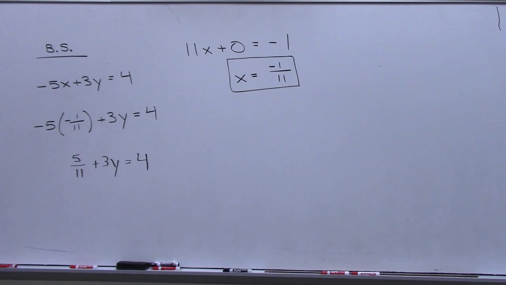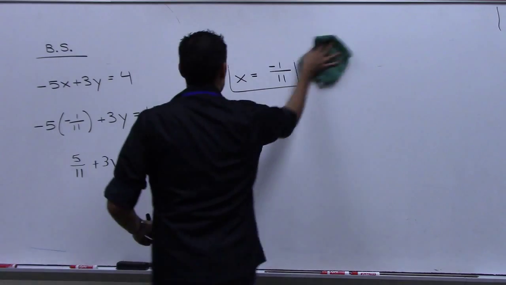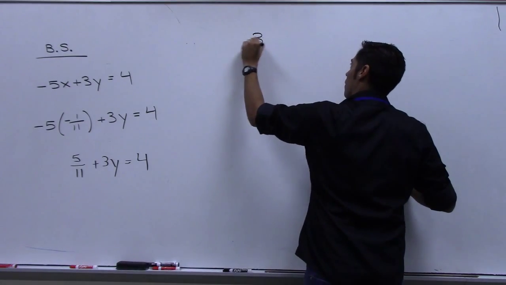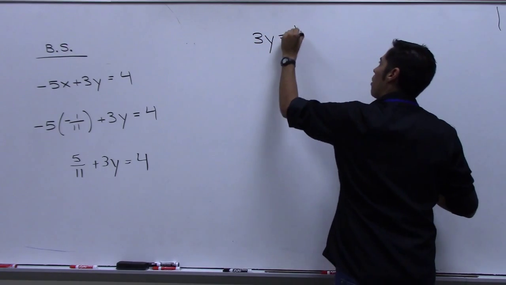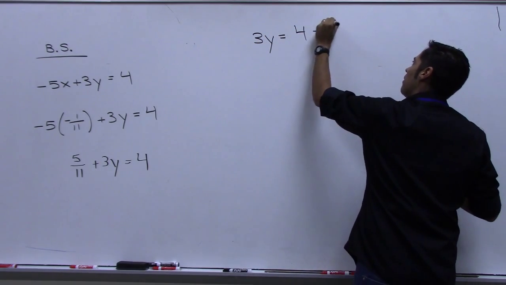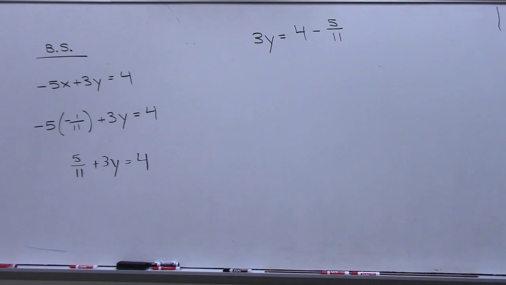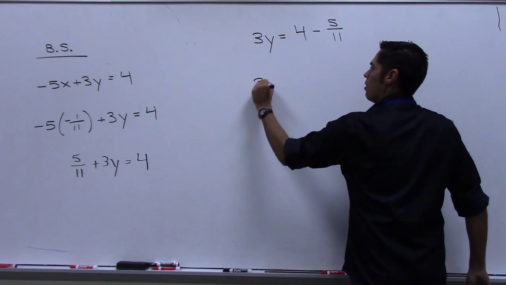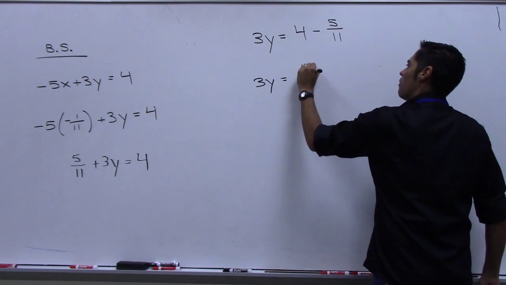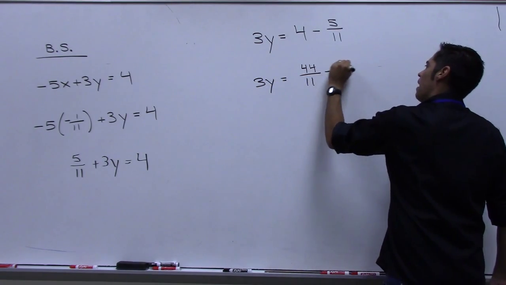And if I'm going to solve for y there, shouldn't I isolate the 3y term? So that means I should subtract that on both sides. So I'm going to take 4, and I'm going to take away 5 11ths. How am I going to take 5 11ths away from 4? What's the proper way to do it? How do you subtract 5 over 11 from 4? You have to get a common denominator. So 44 over 11 minus 5 over 11.